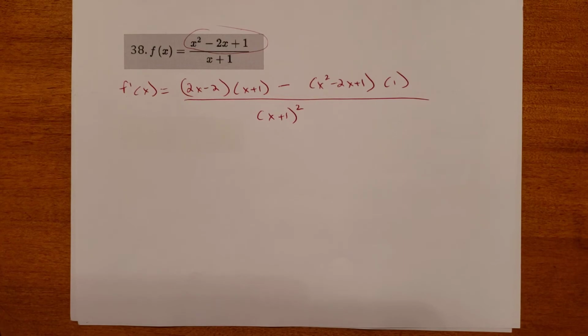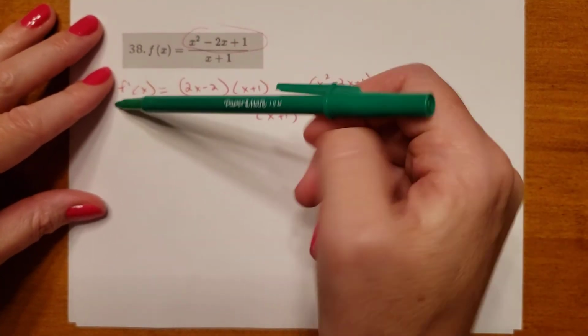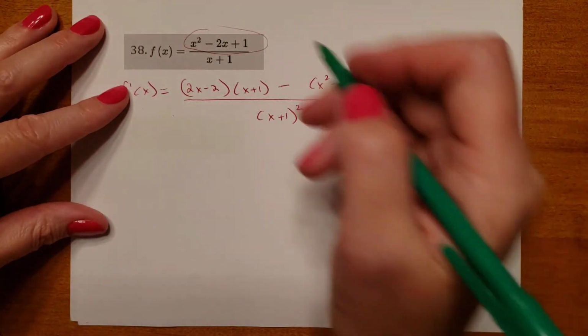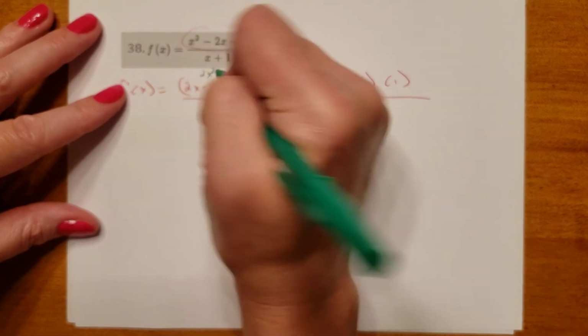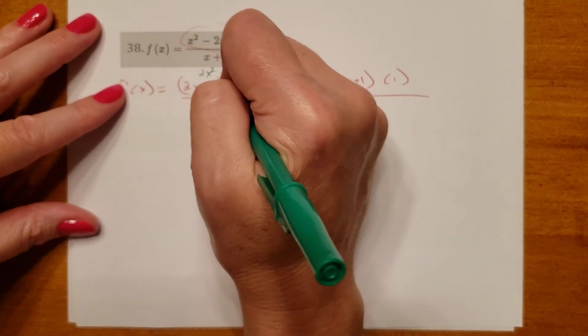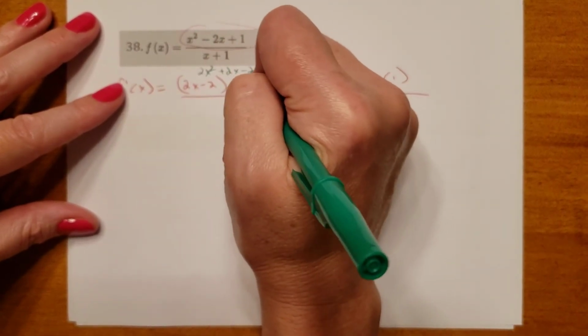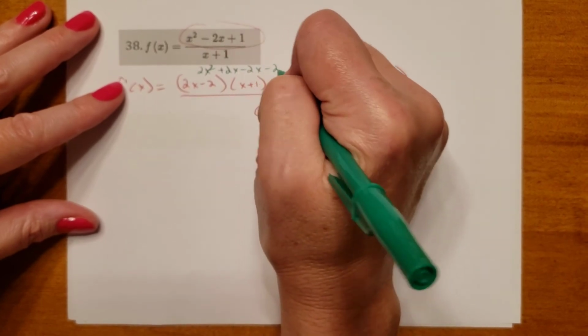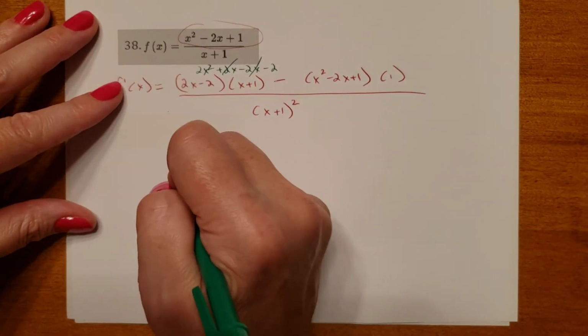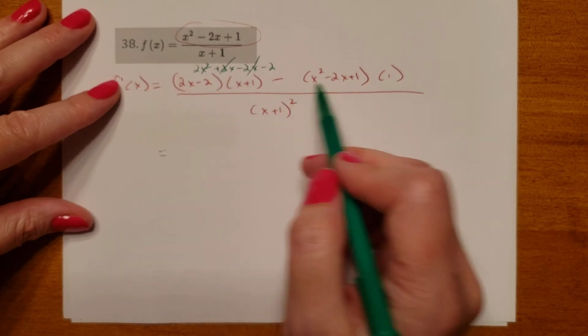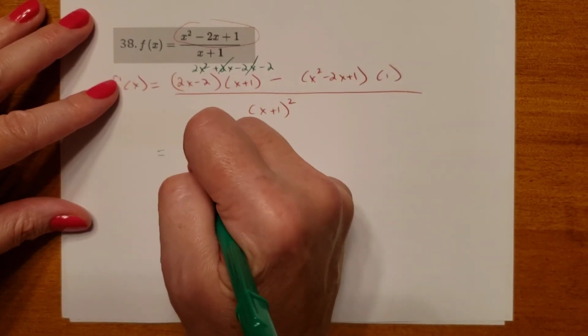So cleaning it up here, FOILing out the first one, we've got 2x times x, 2x squared, and 2x times 1, plus 2x, and then minus 2x in the middle, and then minus 2. So cleaning the whole thing up then, we have 2x squared plus x squared, which is 3x squared.